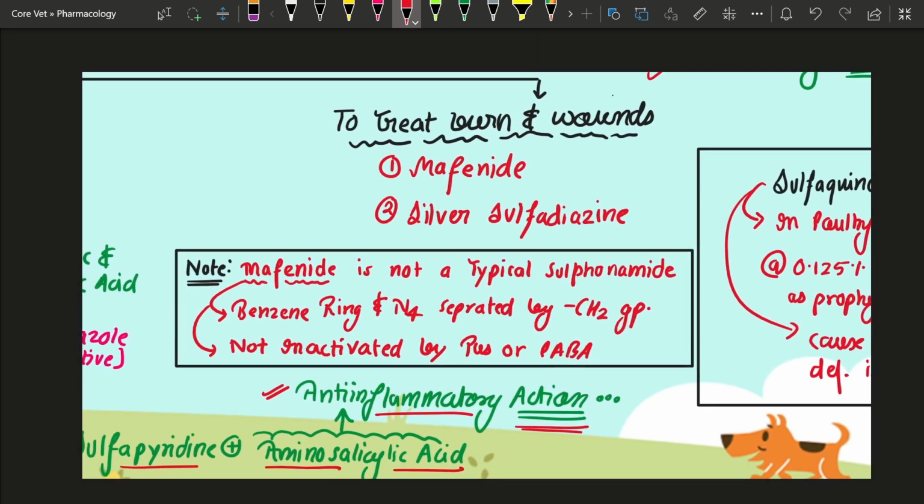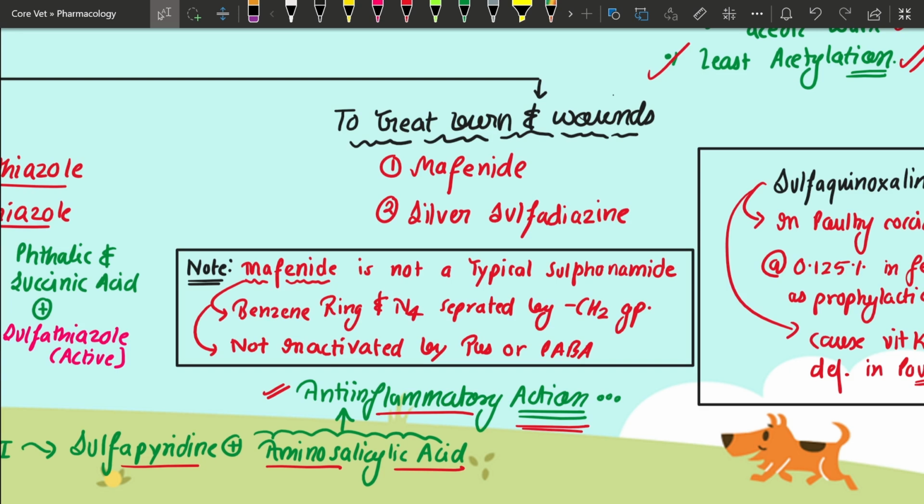And it is also not inactivated by pus or PABA, okay. We had discussed in general chemotherapy that certain drugs in the presence of pus get inactivated or their efficiency gets reduced, right? But mafenide is not inactivated by pus, okay. That's the property of mafenide that you should remember.